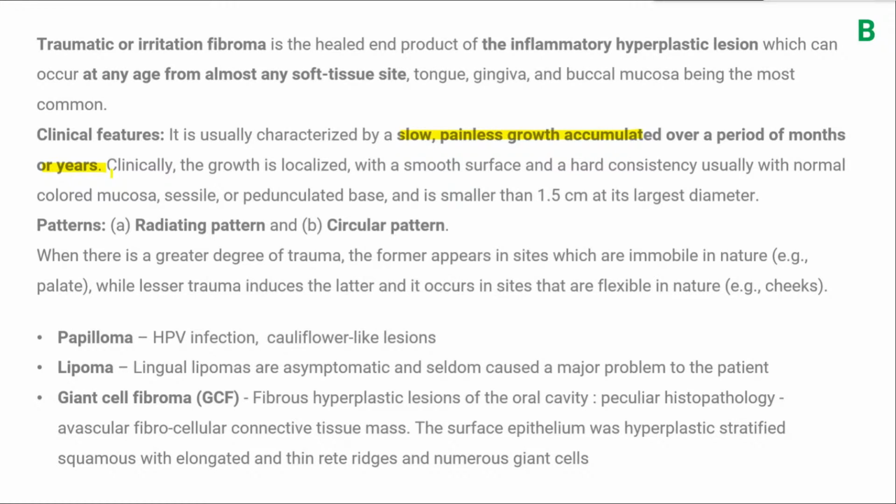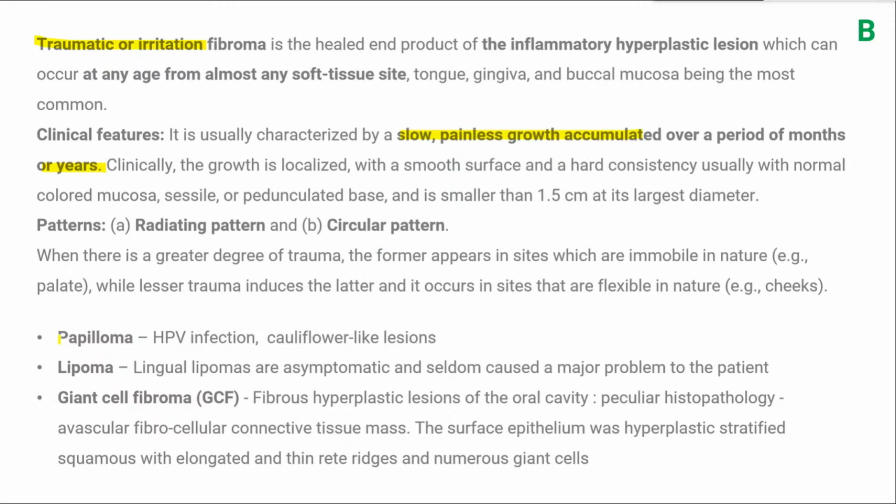So that is why this question directly points to the diagnosis of B, that is the traumatic or irritational fibroma. Additional points for traumatic fibroma: it can occur in two patterns, the radiating pattern or the circular pattern. When there is increased trauma, it occurs as the radiating pattern, and when the trauma is very little, it can occur as a flexible small circular lesion. Why is it not any other option?